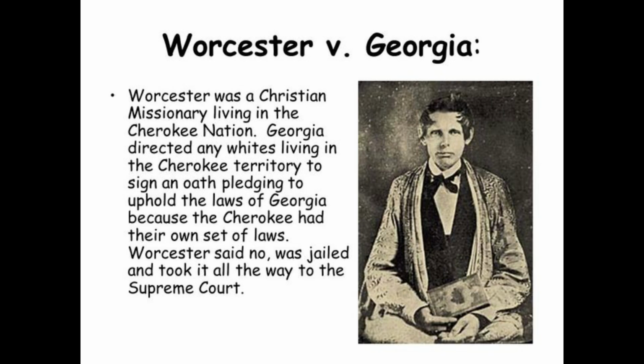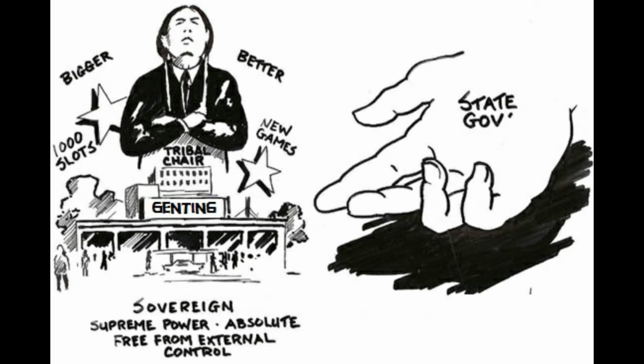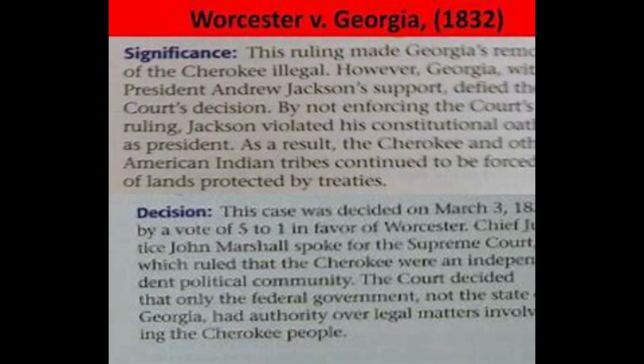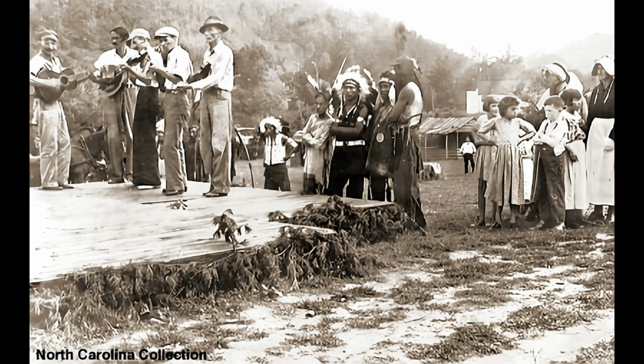One such case brought before the Supreme Court was Worcester versus Georgia in 1832. The U.S. Supreme Court objected to these state practices and said that native nations were sovereign nations, quote, in which the laws of Georgia and other states can have no force, end quote. Samuel Worcester, a missionary, and a bunch of other non-Indian missionaries were convicted by Georgia law for illegally living in Cherokee territory in the state of Georgia.